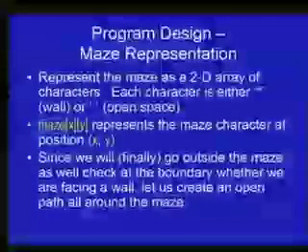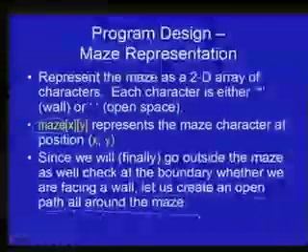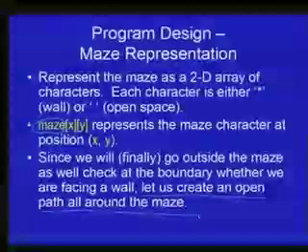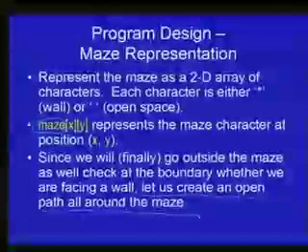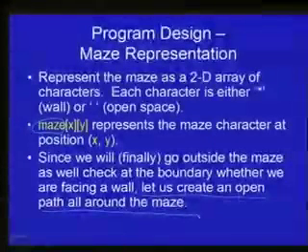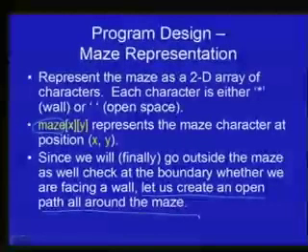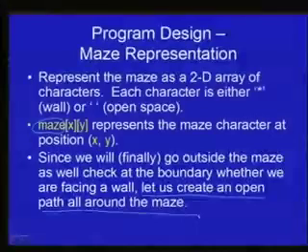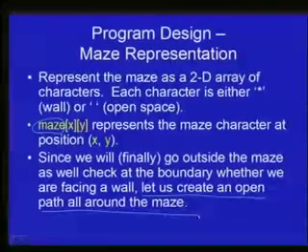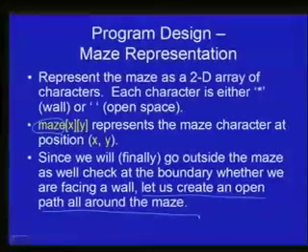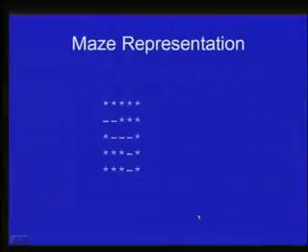And to make sure that we never do that, what we are going to do is create an open path all around the maze. So let's say the user gives us a maze of size 5 by 5. What we are going to do is convert that maze into a maze of size 7 by 7, and in the center of this 7 by 7 maze, the original maze given by the user is placed, and all around it in all 4 directions there is an open path. So let me show you what I mean.